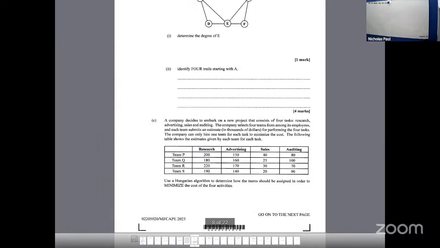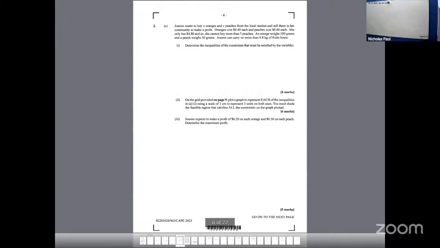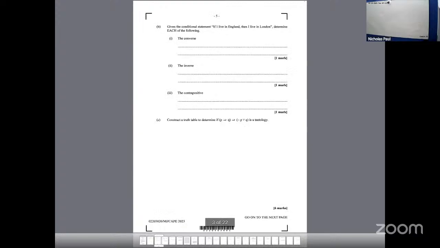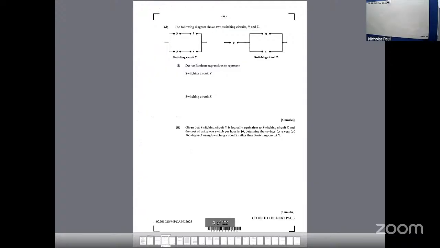We did Hungarian already, right? We did linear programming, Boolean. Our last thing to do is critical path analysis. All right? So let me just try to explain what critical path analysis is, right? So watch this example here. Critical path analysis is like if you have a project to complete, right? Within your project, you're going to have all these stages.